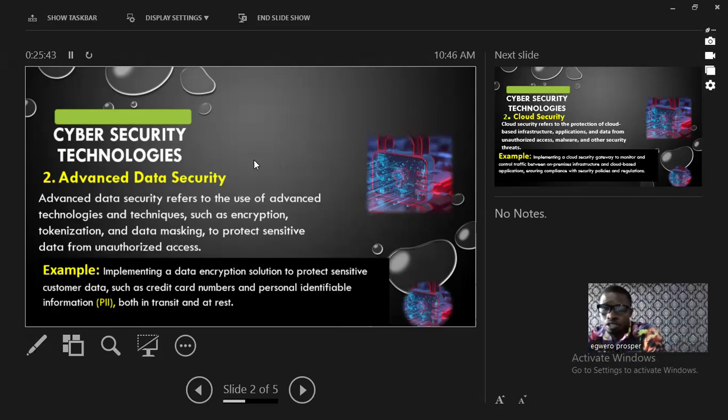So tokenization, data masking, they are all cybersecurity technologies. And you see most standard organizations implementing them. Implementing a data encryption solution to protect sensitive customer data, such as credit card numbers. We all know credit card numbers now, right? Credit card number and what?